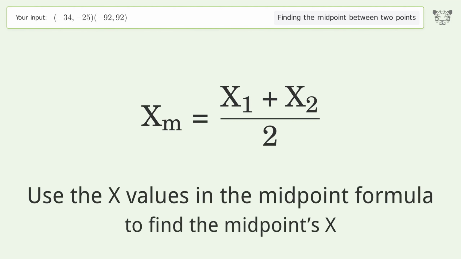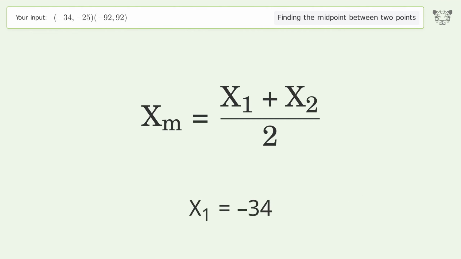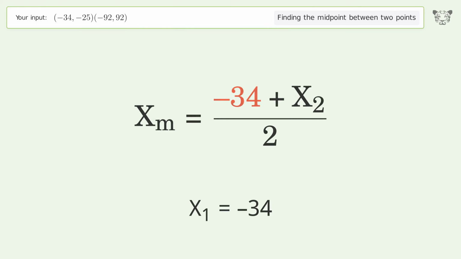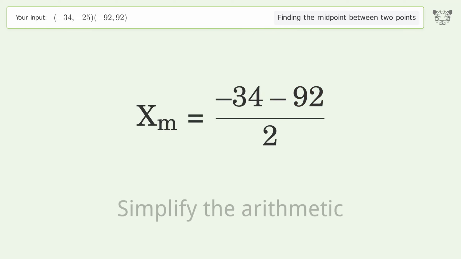Use the x values in the midpoint formula to find the midpoint's x. x1 equals negative 34. x2 equals negative 92. Simplify the arithmetic.